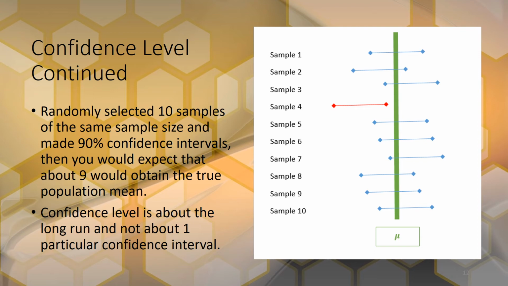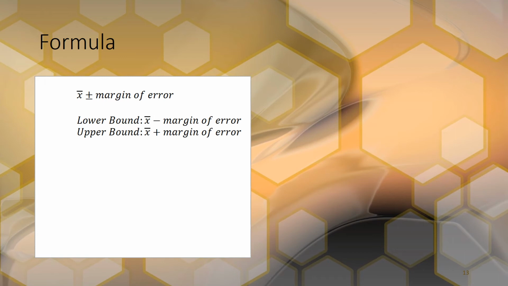So how do you calculate the confidence interval? I'm going to go to the formula. For a mean, we're trying to estimate the population mean. So we're going to have the sample mean plus or minus our margin of error. You're going to have a lower bound, which is the sample mean minus the margin of error, and an upper bound, which is the sample mean plus the margin of error.